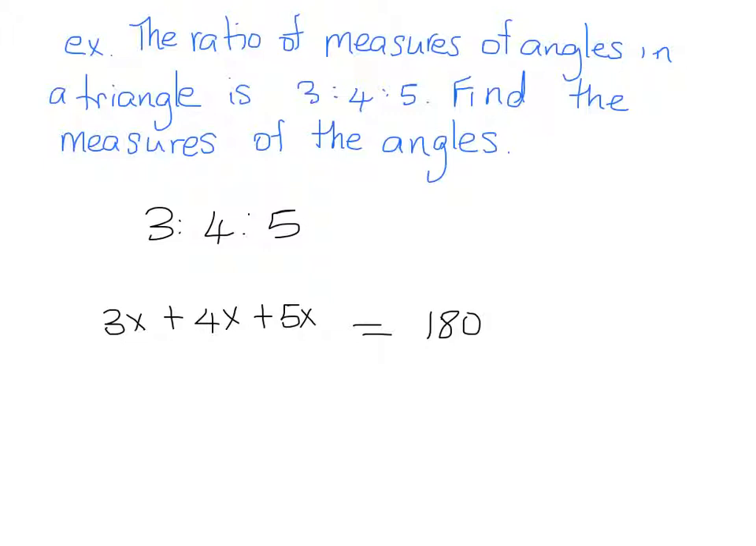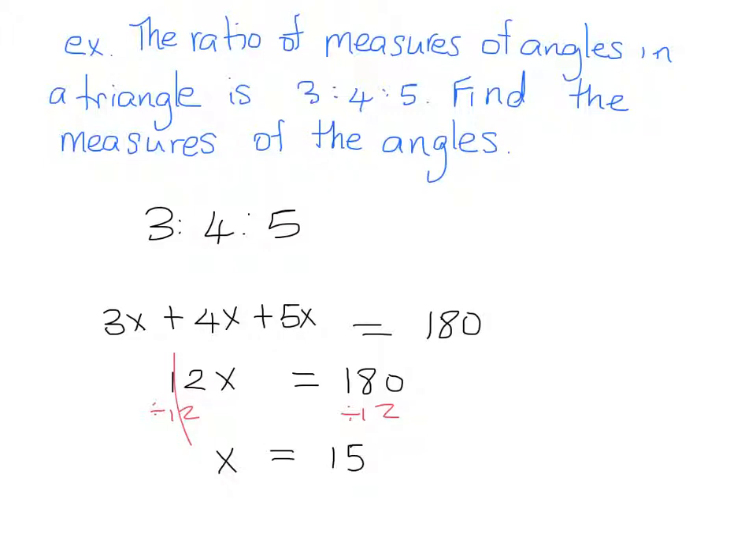When we have 3x plus 4x plus 5x, that would have been the unreduced ratio. And when we add those things up, we should get 180 degrees. So now we solve for x, and that would help us figure out the measures of our triangle. So 3x plus 4x plus 5x gives us 12x, and that is 180 degrees. Now we want to isolate x, so we divide both sides by 12, and we get that x is equal to 15.